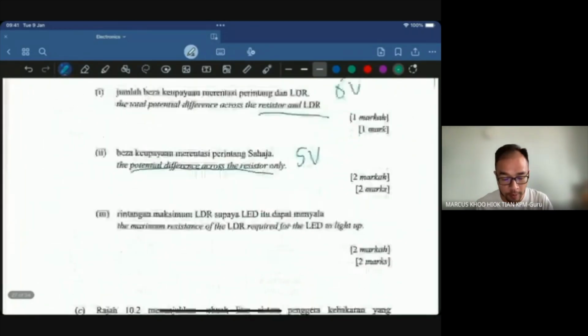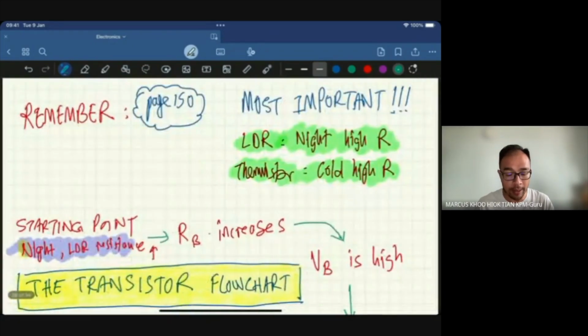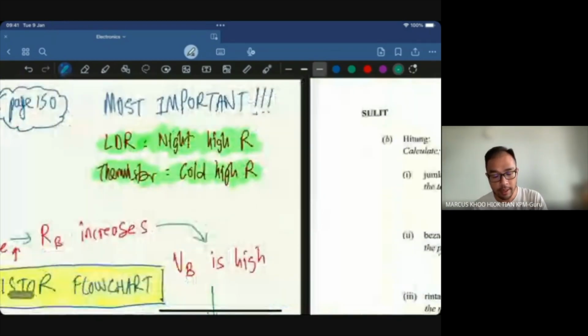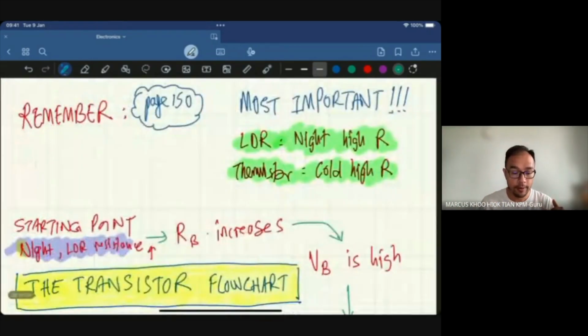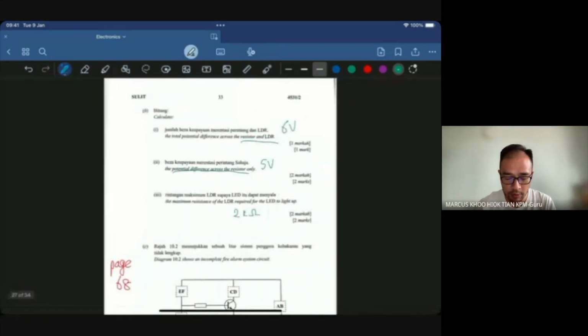The maximum resistance of the LDR for the LED to light up. If you use our ratio method, 5 volts is 10 kilo ohms. So 1 volt, logic will tell us that this is 2 kilo ohms. There's really nothing over here. Okay, 2 kilo ohms. Just use the ratio method. I hope this makes sense. 5 volts is 10 kilo ohms, 1 volt is... yeah. There you go. All right, let's move on.